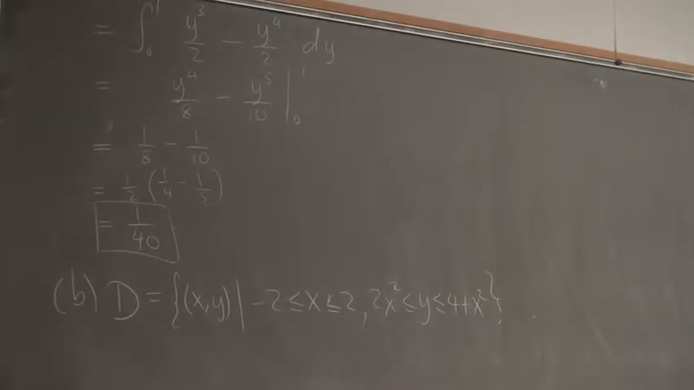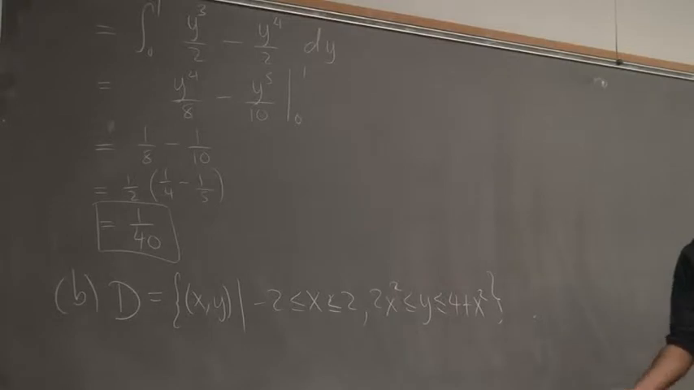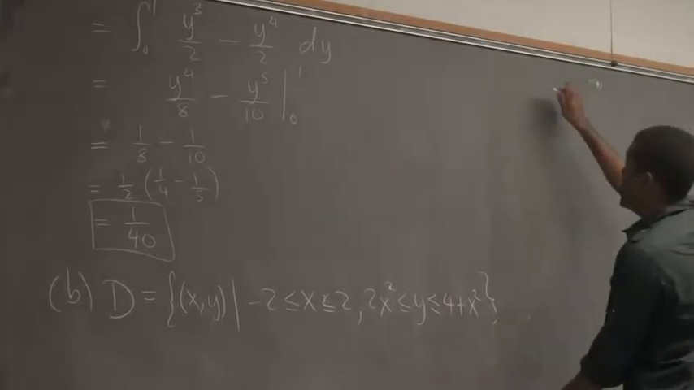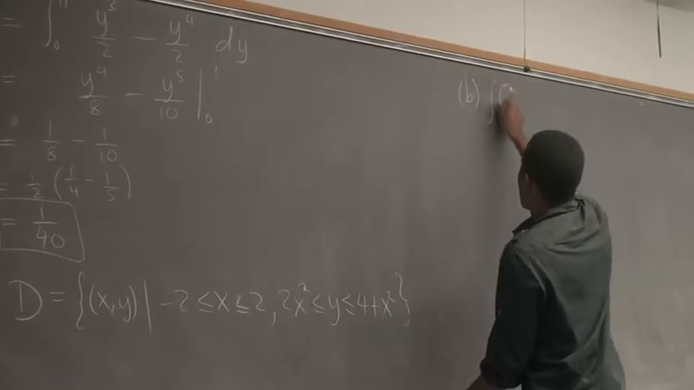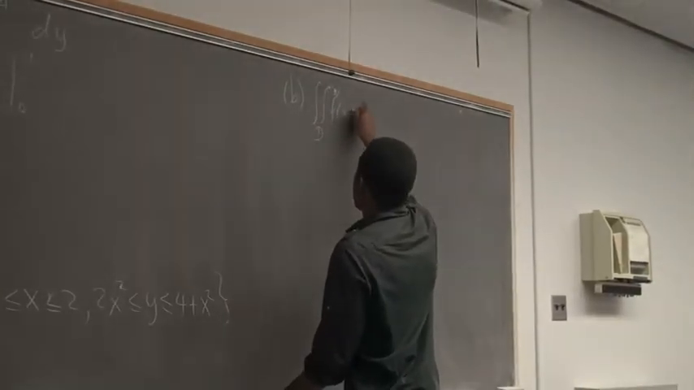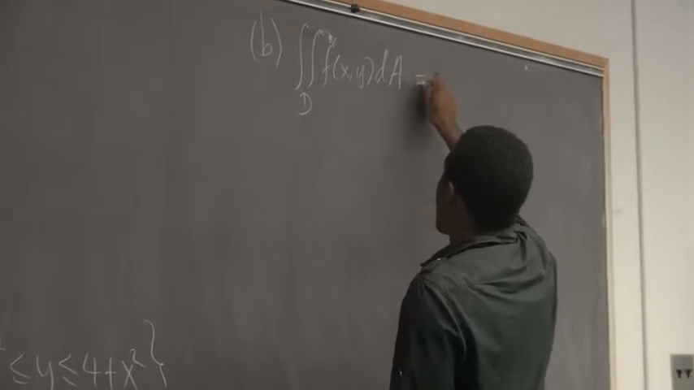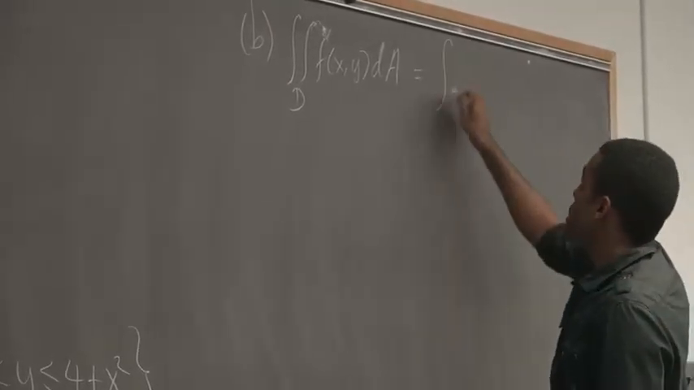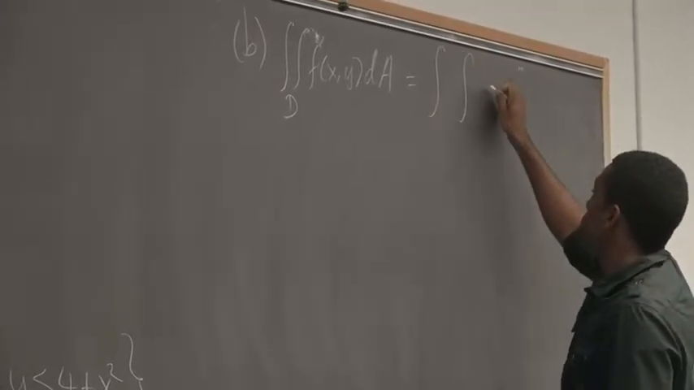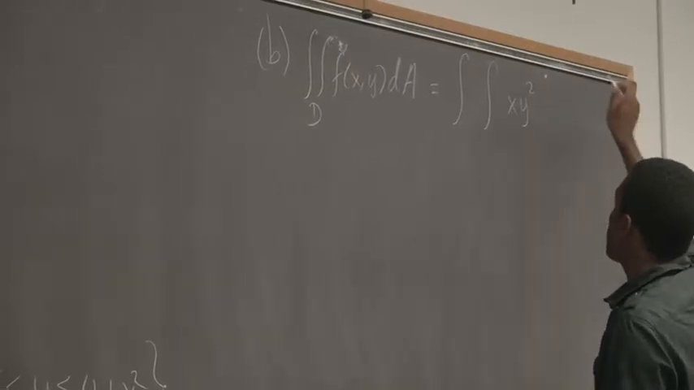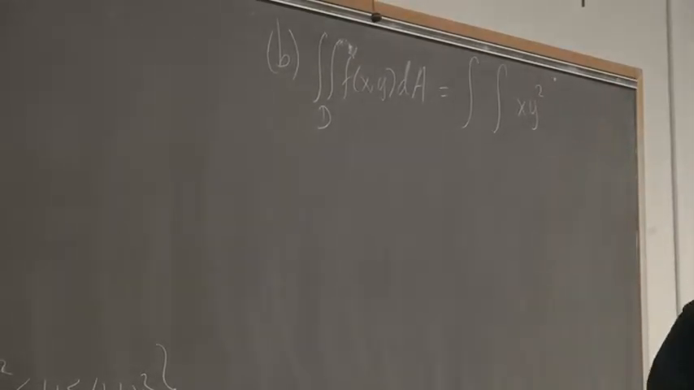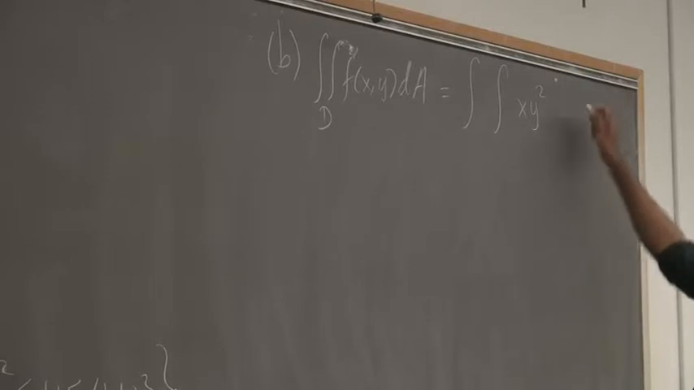Okay, second example. A very rare case where you actually don't have to draw a picture because they literally just gave you the limits, so you just follow them, basically, right? So in B, this is, I said xy squared, I believe, is the function. Okay, how do I set this up? dx dy or dy dx? dy dx.